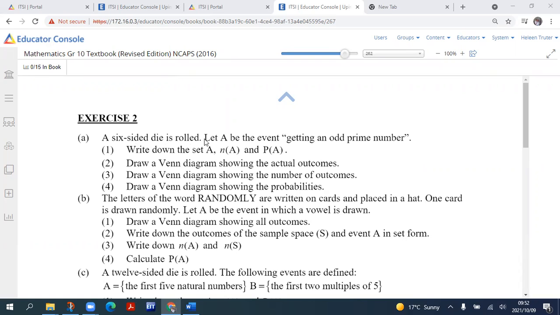A six-sided die is rolled. Let A be the event getting an odd prime number. Write down the set of A, the n of A, and the p of A. Draw a Venn diagram showing the actual outcomes, then the number of outcomes, and then the probabilities.